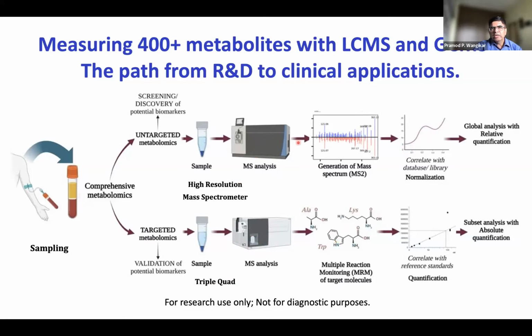The untargeted pathway leads to 400 to 500 metabolites, typically in blood plasma. In targeted methods, we can easily develop a method for anywhere between 50 to 100 metabolites in one single run, in blood plasma.